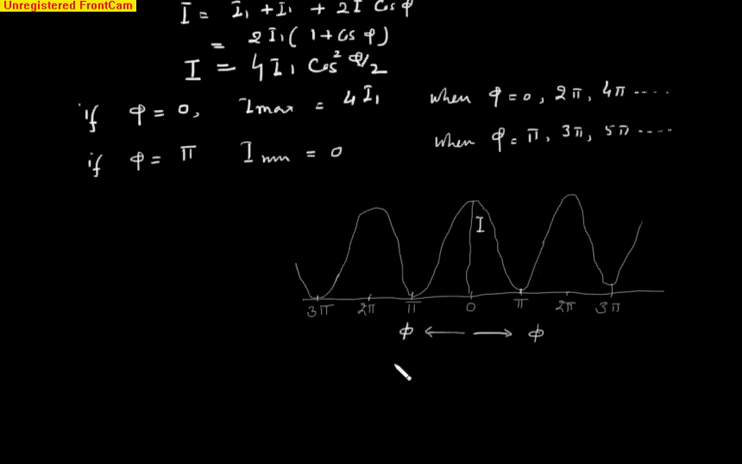Intensity distribution of the bright and dark fringes can be shown by using this mathematical relation. So this is how the conditions of maxima and minima can be obtained.